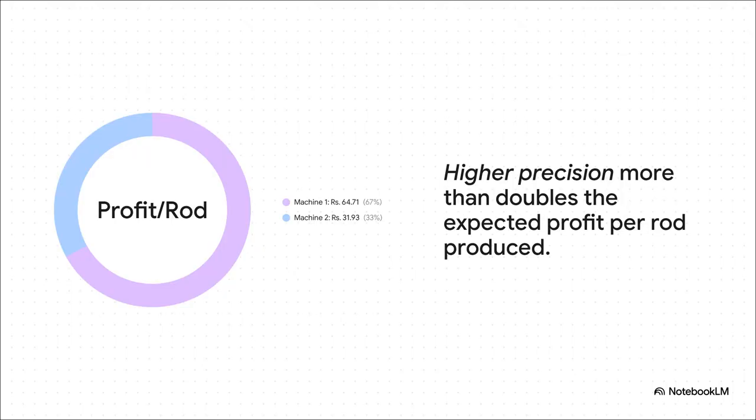So let's turn those rejection rates into actual money. When you factor in the profits for good rods and the losses for bad ones, the expected profit for every single rod made on machine 1 is over 64 rupees. But for machine 2, it's less than 32 rupees. That extra precision in machine 1 literally doubles your expected profit on every single part you make.